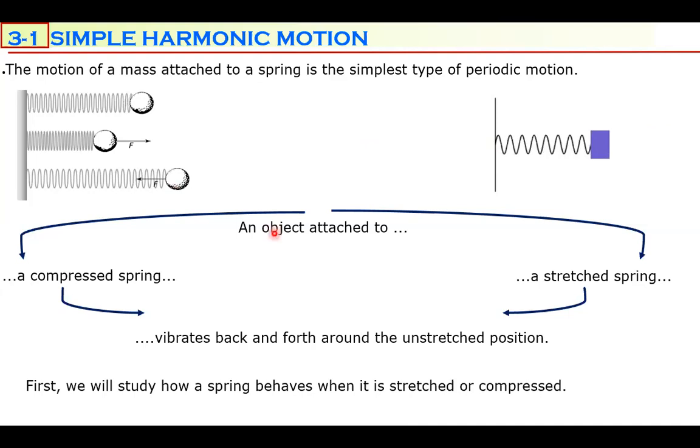If an object is attached to the spring, as you see here, you can stretch the spring or compress the spring. This is the unstretched position, here it is stretched, here it is compressed. The spring starts moving back and forth around this unstretched position. So that's why we should first understand how we stretch or compress a spring. We will now study the behavior of the spring when it is stretched and when it is compressed.